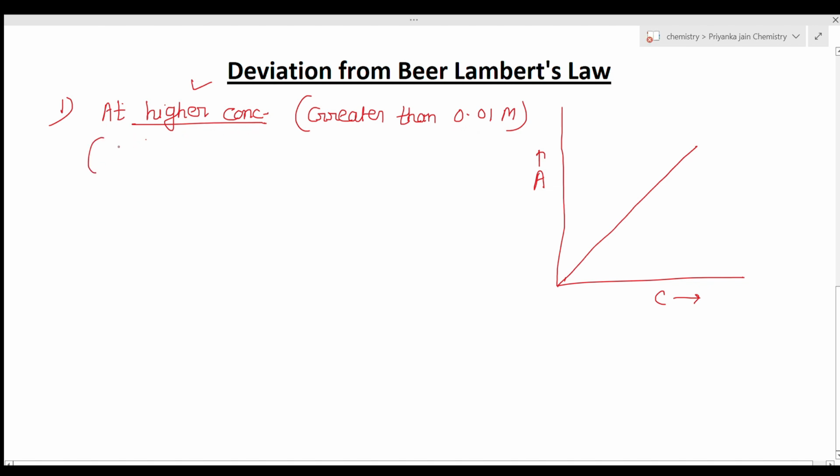There may be several types of interactions, like solute-solute interaction, solvent-solvent interaction, or hydrogen bonding, or any other type of interaction that can happen in this solution. So this affects the electron density of the analyte environment, and this whole thing affects the absorptivity. It means at higher concentration the refractive index of the sample will change, and as a result the absorbance will change.